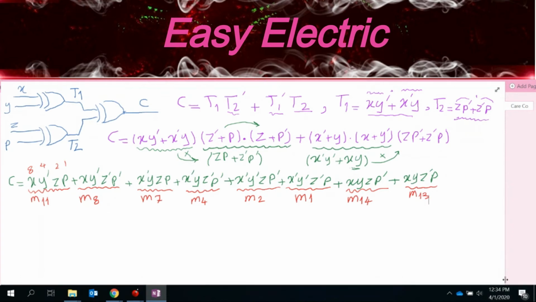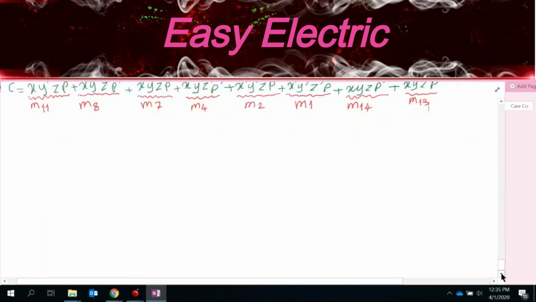So I got this standard form. Easily, I should be able to get the truth table, right? So we have this truth table.